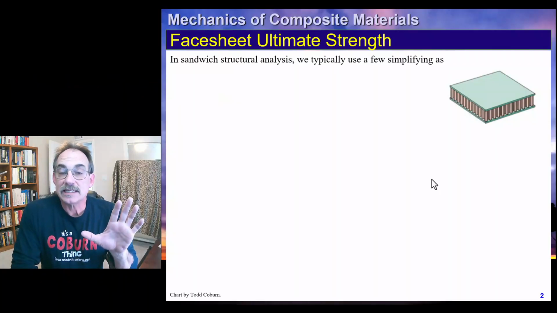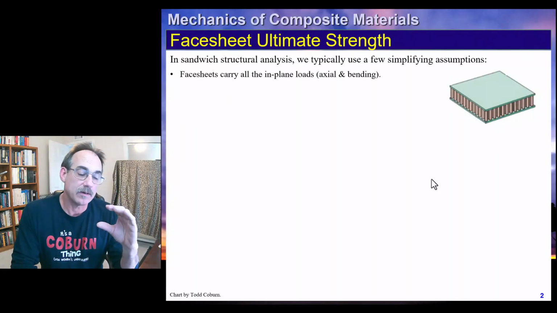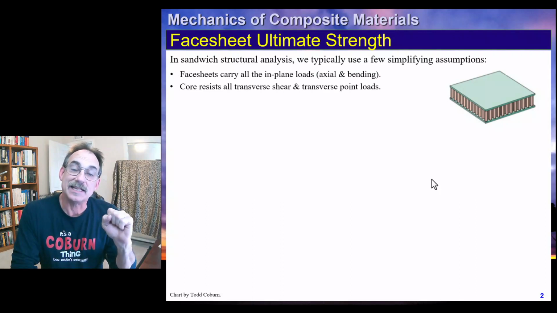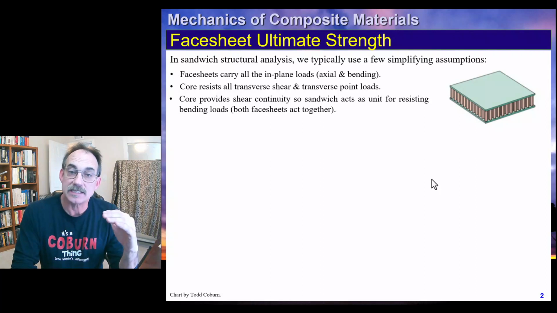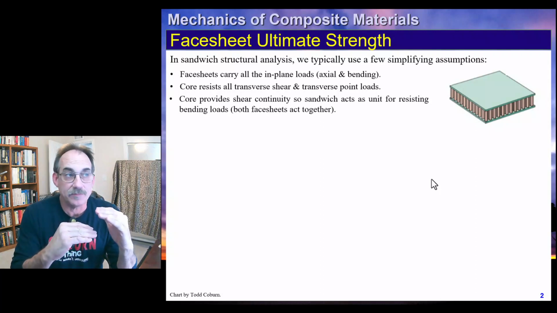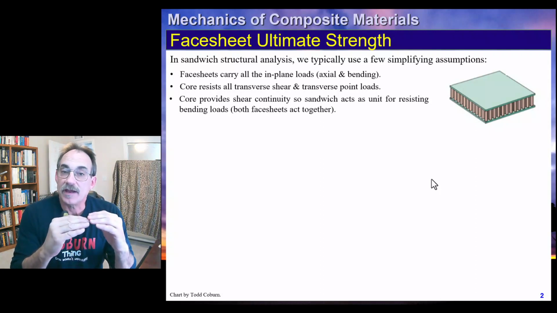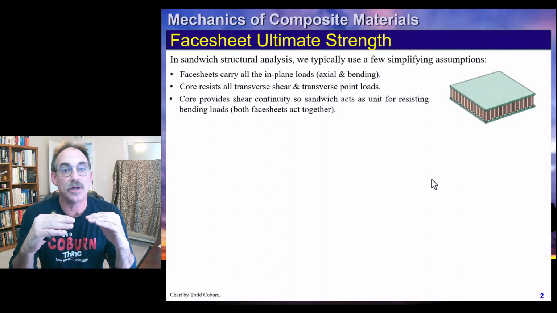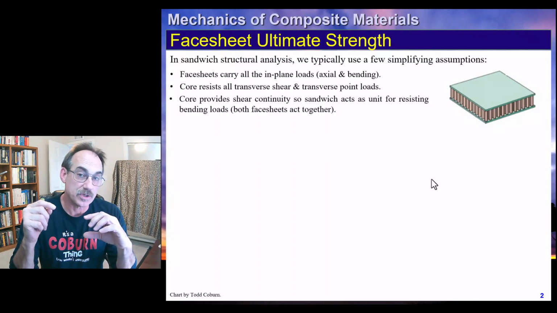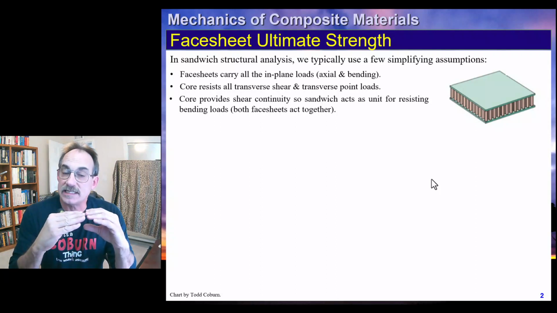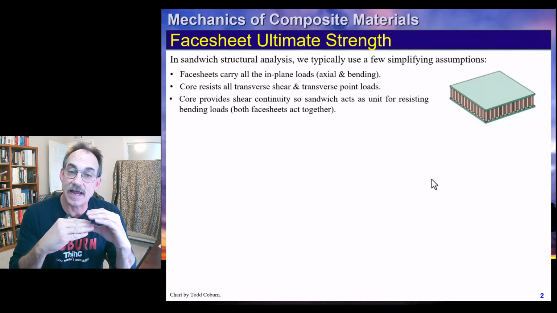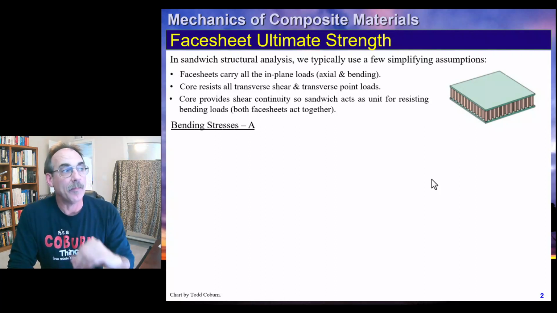So we saw last time that we characterized our sandwich structure as a lumped section, like we did back in our Structures 1 class with lumped areas of beams. In this case, our face sheets are carrying all normal loads and also all in-plane shear loads. We saw that our core was only taking the transverse shear loads and that our core provides continuity between our face sheets so they act as a single bending member.